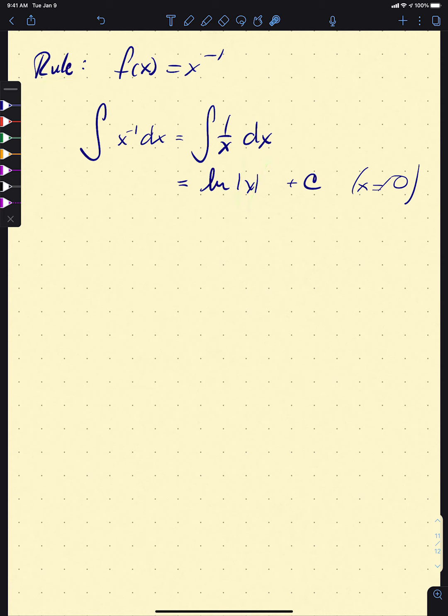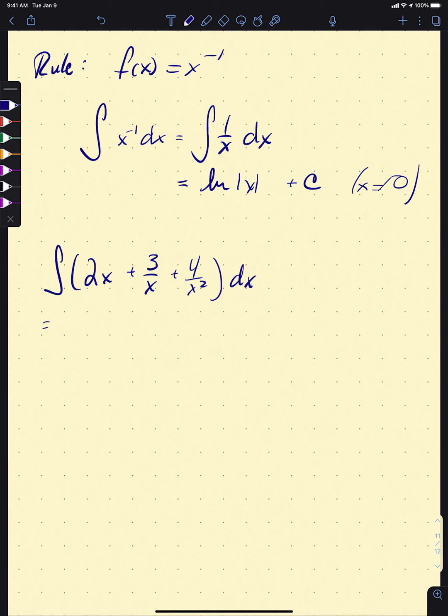And part of that is that, well, the domain of 1 over x includes negative numbers, and the domain of just the log of x does not. But once you take the absolute value, everything is positive, and we're good, right? And this allows us to look at the antiderivative of something like 2x plus 3 over x plus 4 over x squared dx.